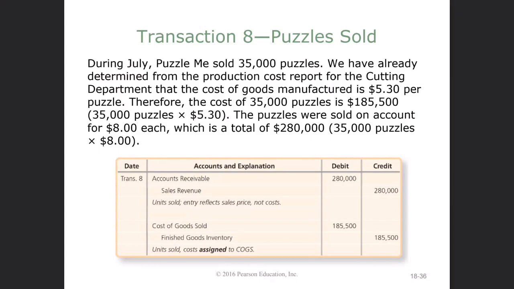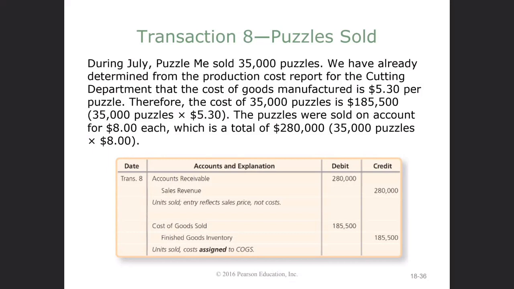Therefore, the cost of 35,000 puzzles is $185,500. They're telling us here that 35,000 puzzles times $5.30 per puzzle gives us the total cost for the puzzles, which is $185,500. This is how they calculated it.